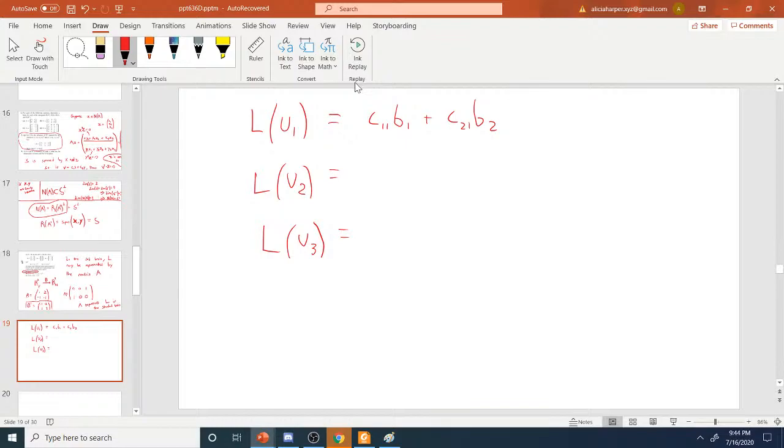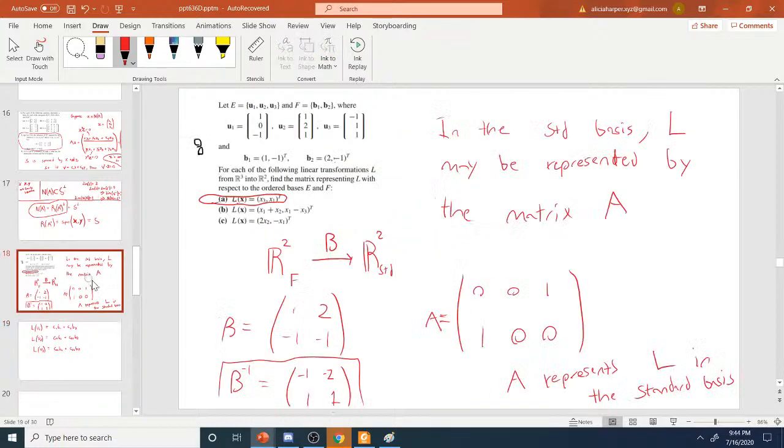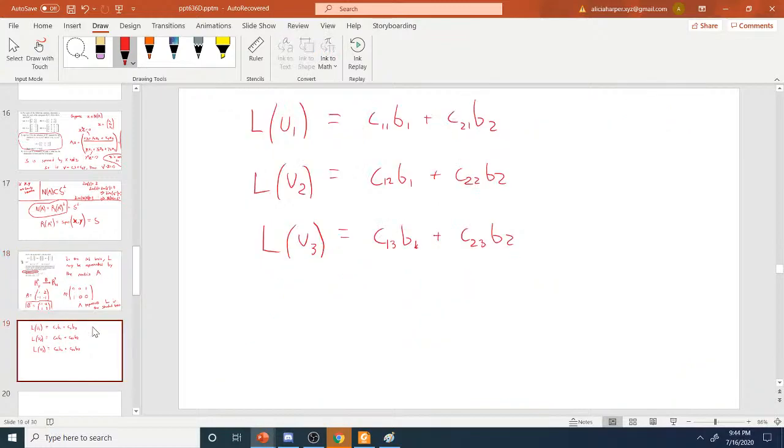And then I also have to compute L of U2 in terms of the vectors B1 and B2. So this would be C1,2 B1 plus C2,2 B2. I do the same down here, C1,3 B1 plus C2,3 B2. So the problem of expressing this linear transformation in terms of these bases amounts to finding these numbers.